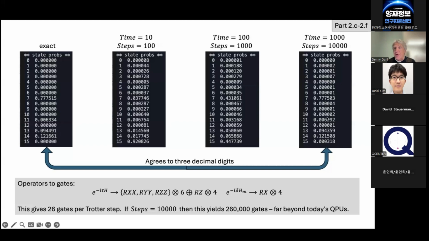If we look at the other states that have significant probability in them, that's state 7, state 11, state 13, and state 14. Those four states match pretty closely the exact probabilities over here. So this is enough time for our adiabatic evolution, and I'm arbitrarily using 10,000 time steps. Then the last part is how many gate elements it would require in a quantum circuit to actually mimic this adiabatic evolution.